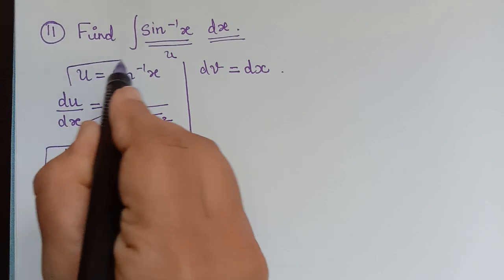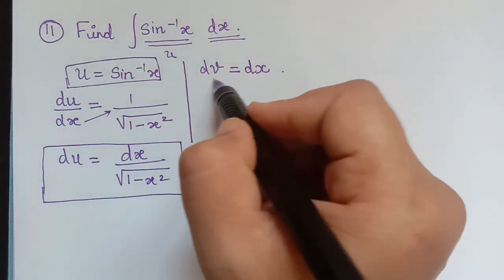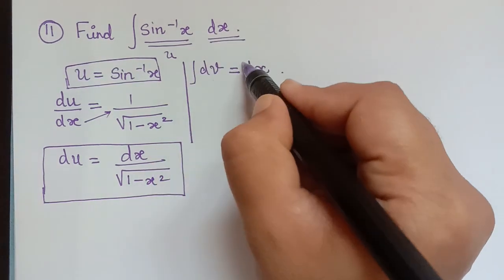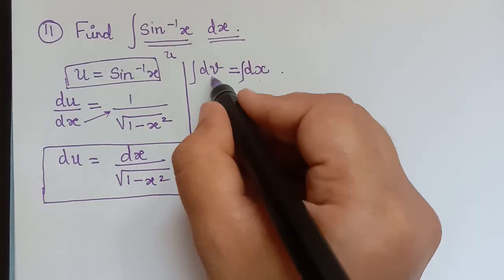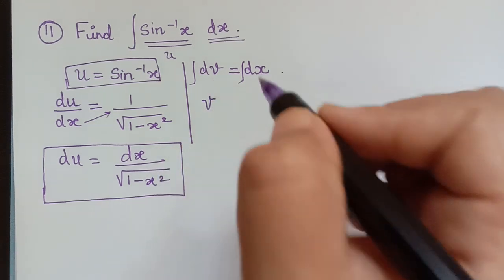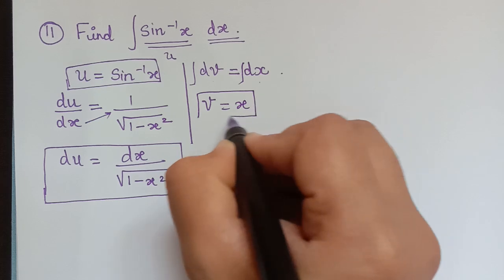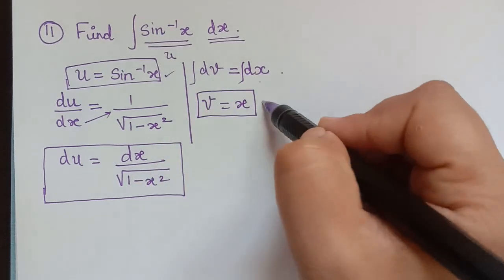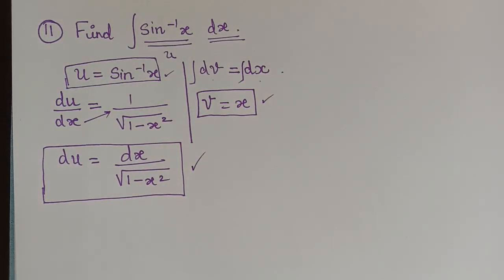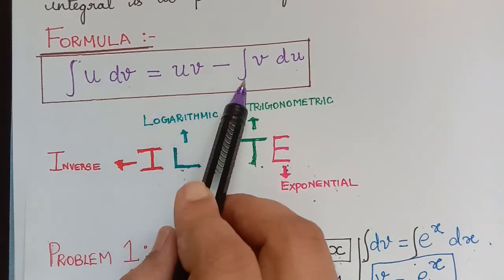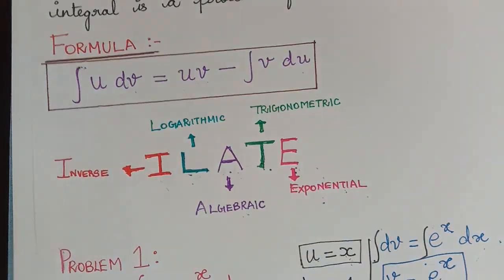This is the selection of u that we have made. And dv is equal to dx, from which we will be getting v by integrating on both the sides. So integration of dv is v and the integration of dx is x. So the value of v will be equal to x. Now these three we have to substitute in the formula, integral u dv is equal to uv minus integral v du. So let us do that now.